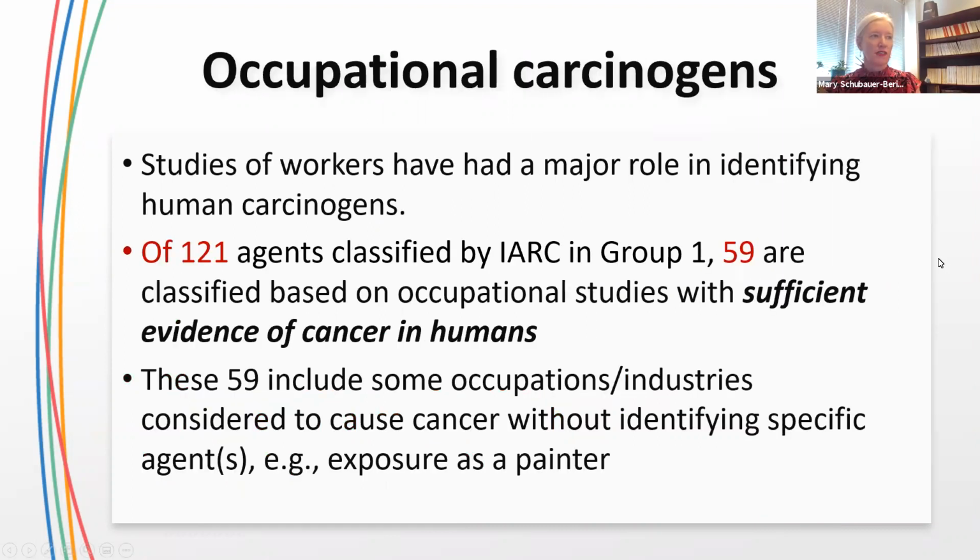So just to illustrate that point, studies of workers have had a major role in identifying human carcinogens. Of the 121 agents that are classified by my organization, IARC, in Group 1, which you'll hear much more about in about an hour or so, 59, or just about half, have been classified on the basis of occupational studies as having sufficient evidence of cancer in humans. So these 59 agents include a series of occupational exposures, but also occupations and industries that are considered to cause cancer without identifying the specific agent. For example, exposure as a painter.